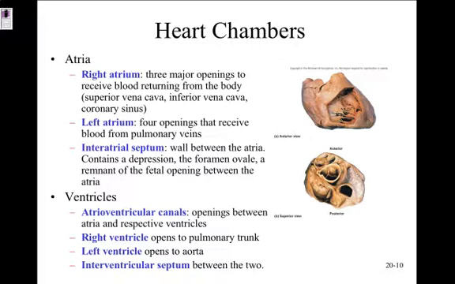Then the ventricles: there's an atrioventricular canal which opens between the atrium and the ventricle. The right ventricle opens to the pulmonary trunk, so it pumps blood from the heart through the pulmonary trunk out to the lungs. The left ventricle pumps the blood to the aorta, which goes to the rest of the body. And there's an interventricular septum that separates the 2 ventricles.